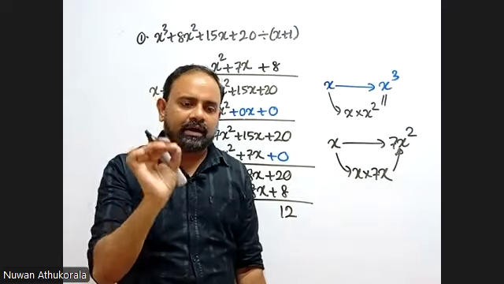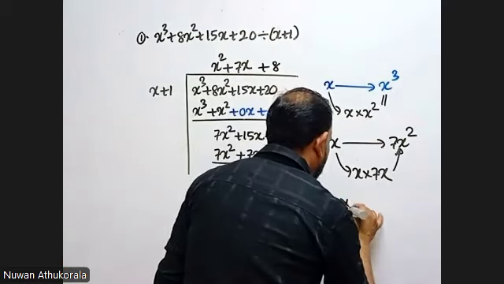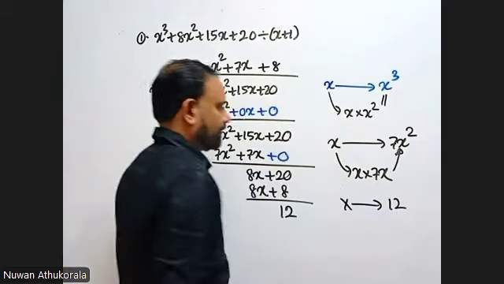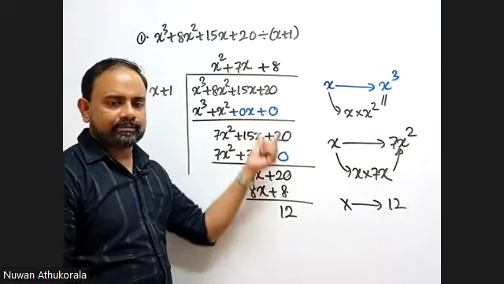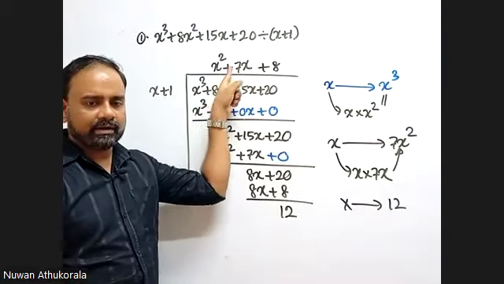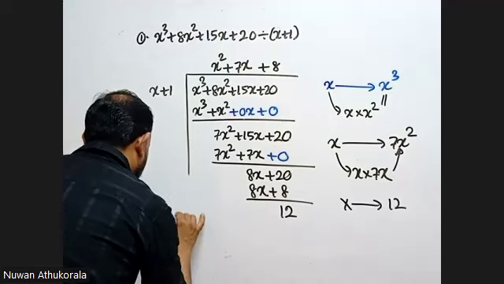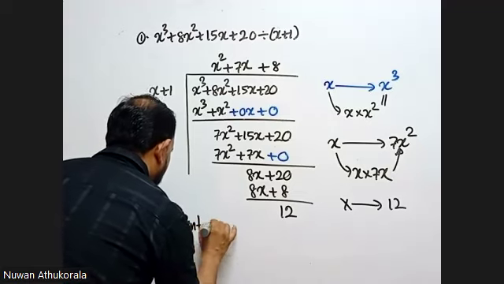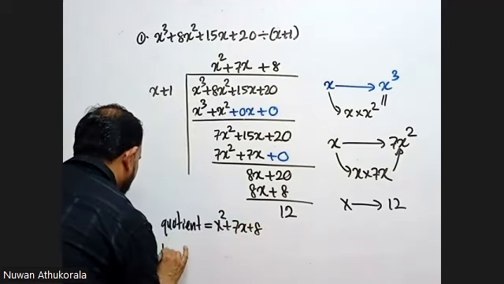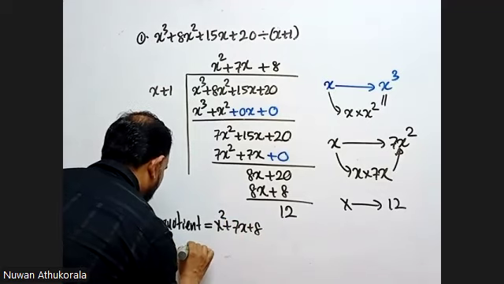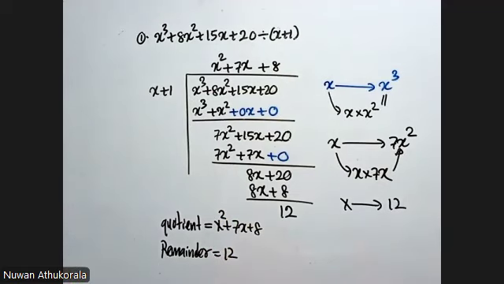Now, we can't convert x into 12, right? Therefore, remainder is 12, quotient is x squared plus 7x plus 8. Quotient equals x squared plus 7x plus 8. Write down the remainder. Remainder equals 12. Right.